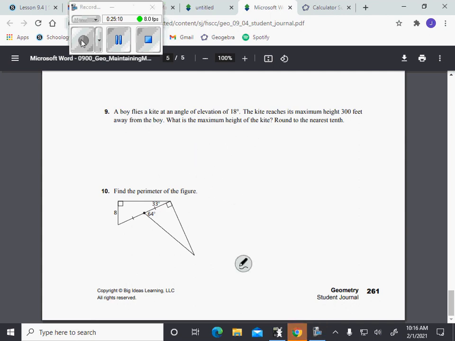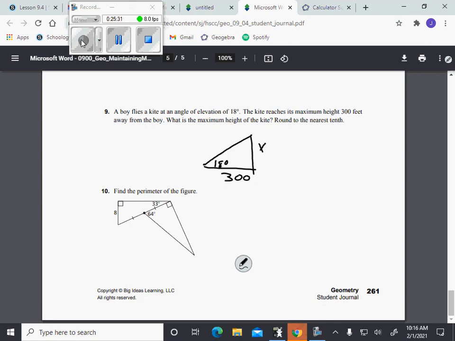We have a right angle, or we have the angle of elevation is 18 degrees. That's fine. Okay, this is written poorly. The kite reaches maximum height 300 feet away from the boy. That's where it reaches its maximum height. Okay, so it's 300 feet away. This is our distance on here.